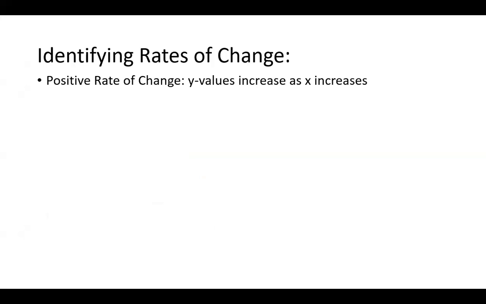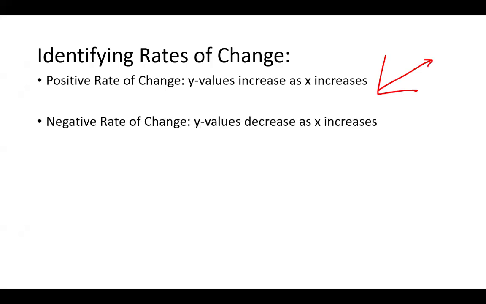So in your bell ringer, you're due now with your Desmos. Oh, there we go. In Desmos, you were looking to see where there are positive rates of change. When you have a positive rate of change, that means as you're reading your graph from left to right, your y increases as your x increases. So for a positive rate of change, as my x increases, my y is increasing. That's going to be my positive rate of change.